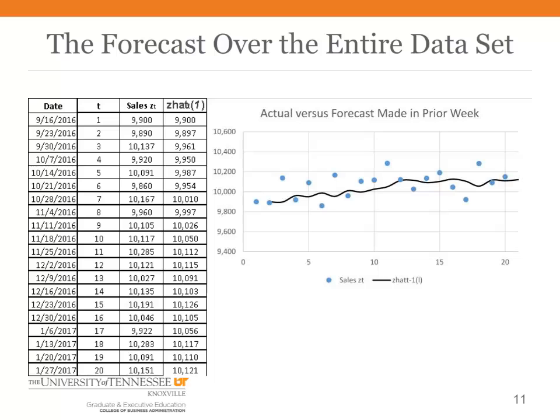This table shows the forecast that we've updated week by week, and the chart shows the observations plotted versus the forecast that was made in the previous week. Note that the forecast trends upward following the data, but the forecast doesn't jump around nearly as much as the individual data points do.